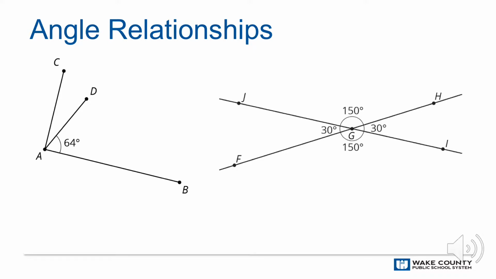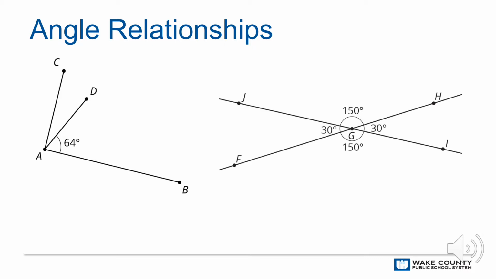If two angles add to 180 degrees, then we say they are supplementary angles. For example, angles JGF and JGH are supplementary angles because 30 plus 150 equals 180.